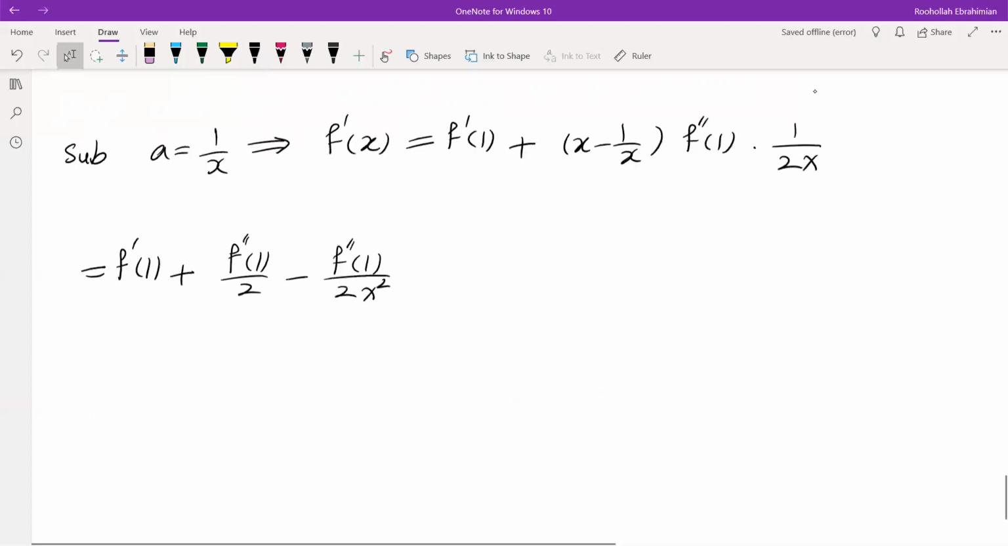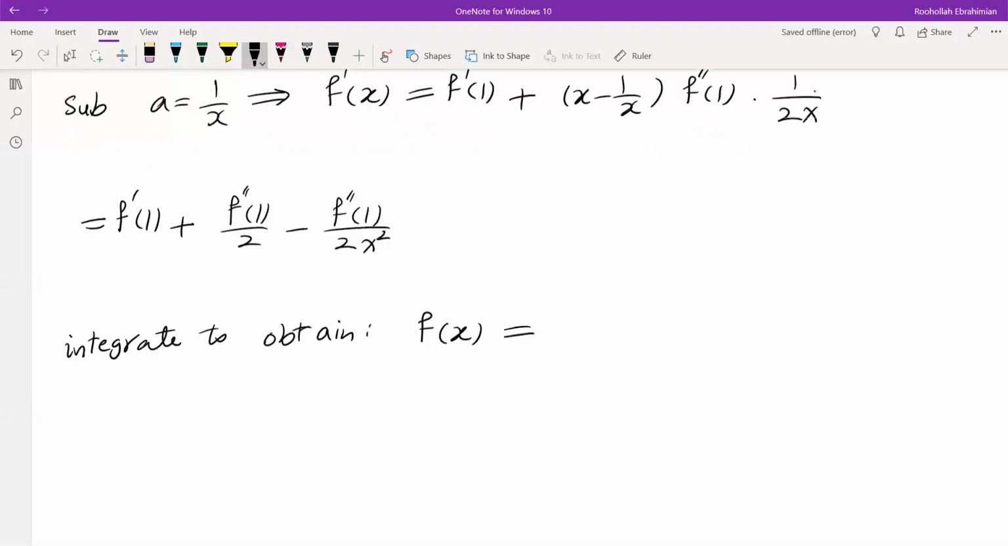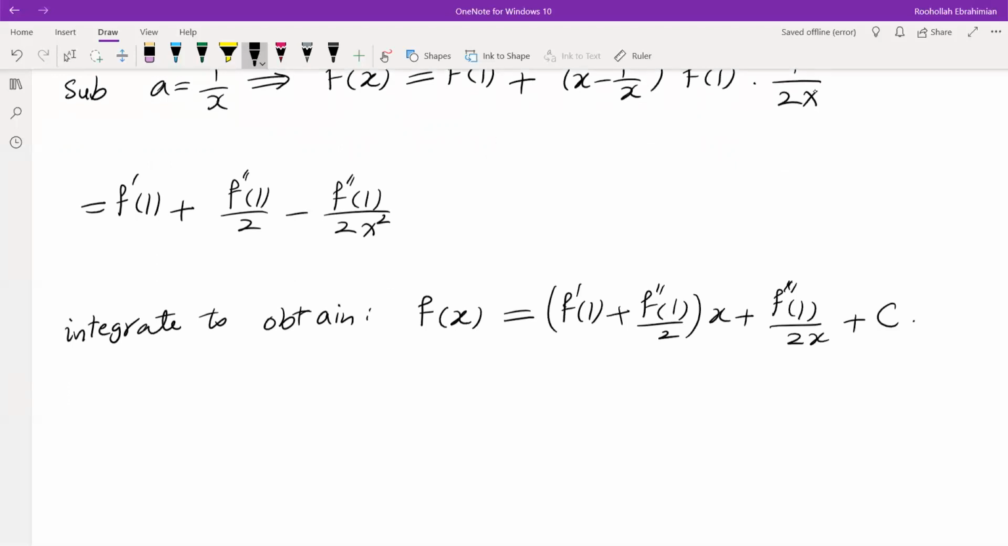Now integrate to obtain f of x. If we integrate, we're going to get f of x equals f prime of 1 plus f double prime of 1 over 2 times x plus f double prime of 1 over 2x plus a constant. And that completes your solution.